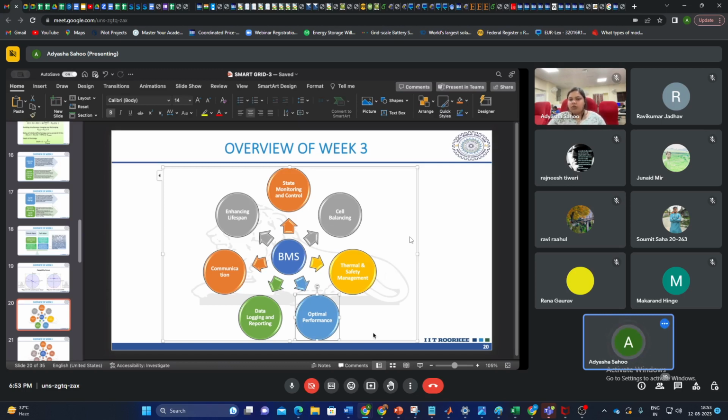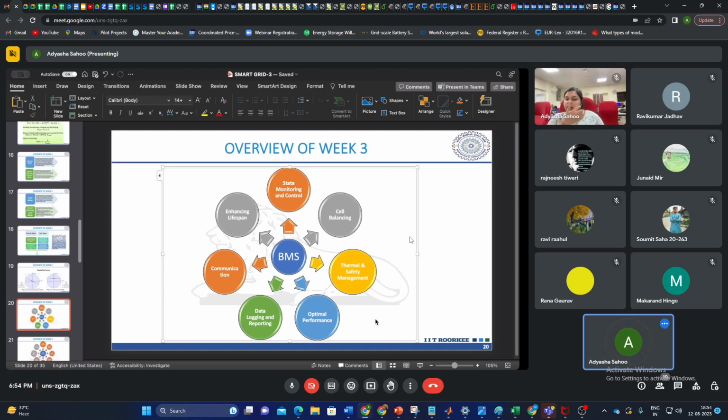Then coming to optimal performance. As we know, inherently when we have a combination of cells, some of the cells may have different voltage and different SOC levels. So the battery management system will ensure that they are the same and that they are charged and discharged at the same rate for optimal performance.